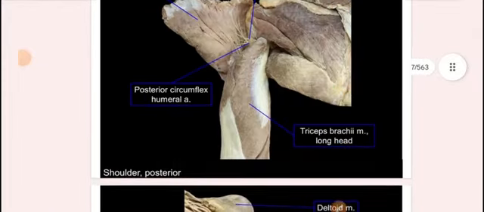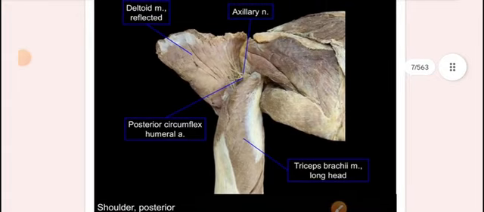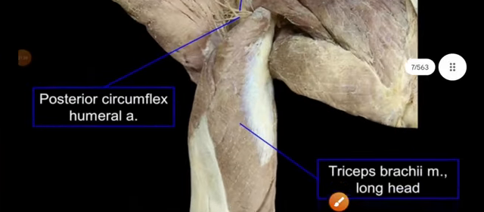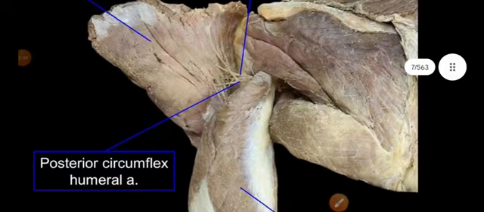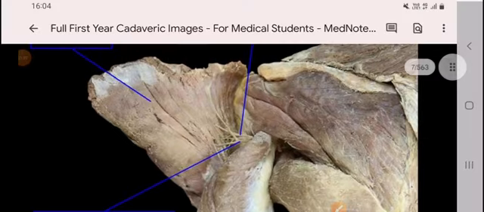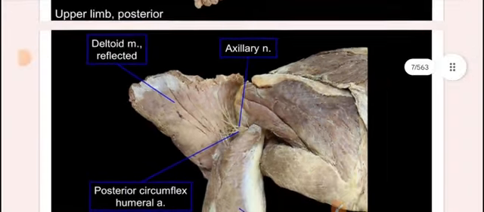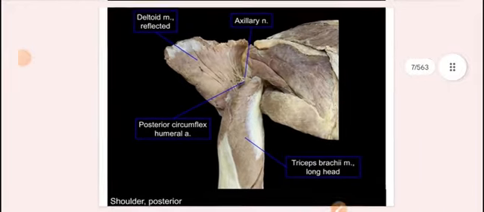Now the next image shows the shoulder posteriorly. In this figure we can see again the triceps brachii muscle long head, and the posterior circumflex humeral artery, and the axillary nerve, and the deltoid muscle which is reflected here. So this was the shoulder posteriorly.